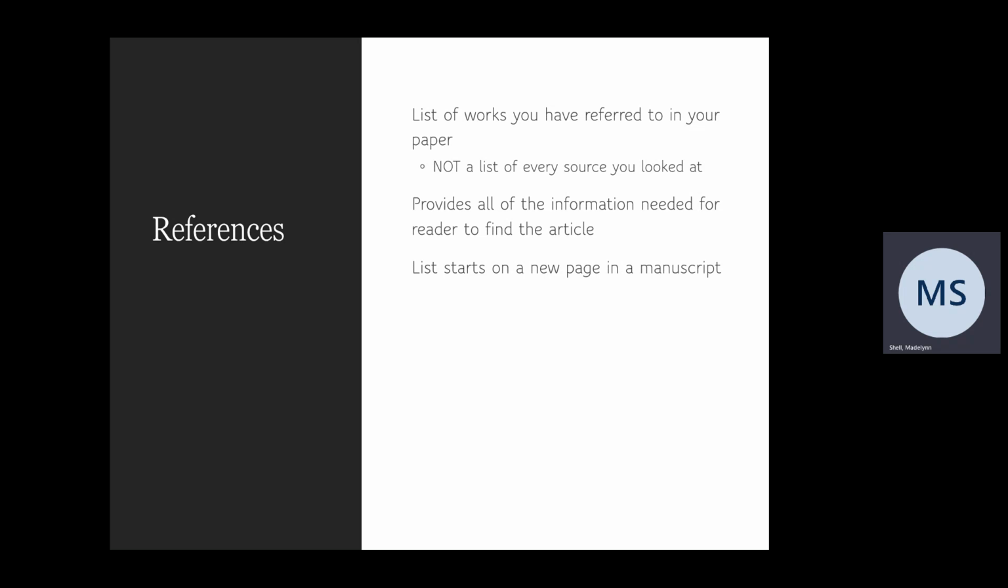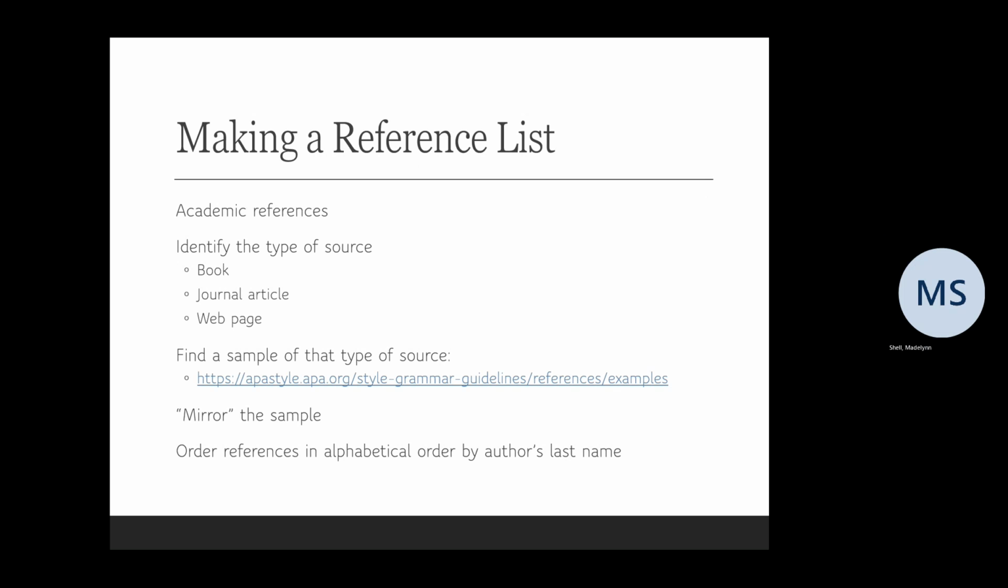As you are reading your articles, it's important to keep track of the source they came from, and citing the source in a proper format is a really good way to start. So start with the references page. So the references list provides all of the information that a reader would need to find the article. And in a full manuscript, which we'll cover in just a few slides, the references list starts on a brand new page. Now you may be asked to just separately submit a references list as well.